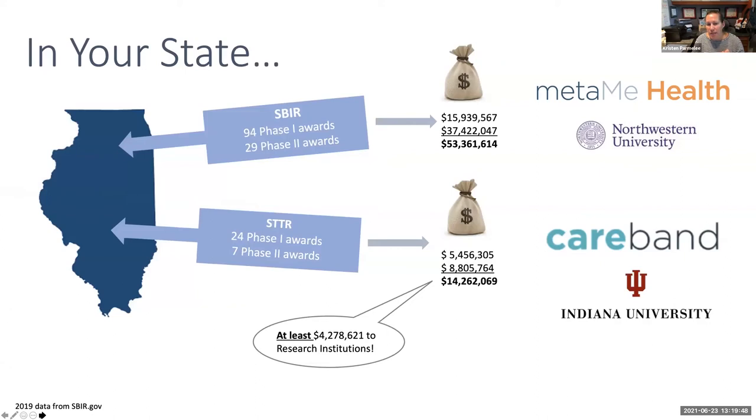Here's a look at what's happening in your state. And next we'll look at the region for comparison. But again, in 2019, you had $53 million in SBIR awards in your state, and you had $14 million in STTR awards. Now we'll talk about the difference between SBIR and STTR in a bit, but based on the rules, that means a minimum of $4.2 million went back to your research institutions to invest in research in their labs. Over on the right are a couple of successful SBIR applicants from Illinois. These are both companies based out of Matter in Chicago, and had both received phase one awards.